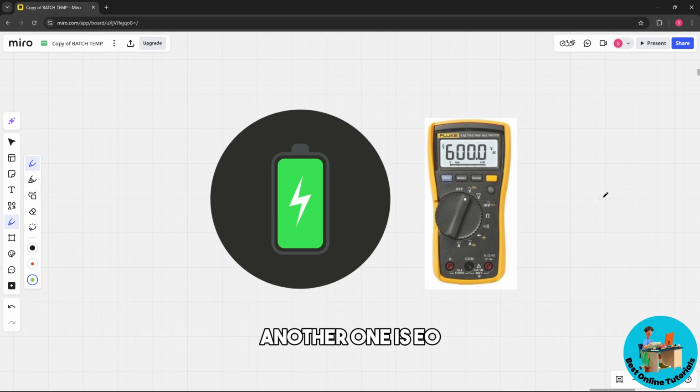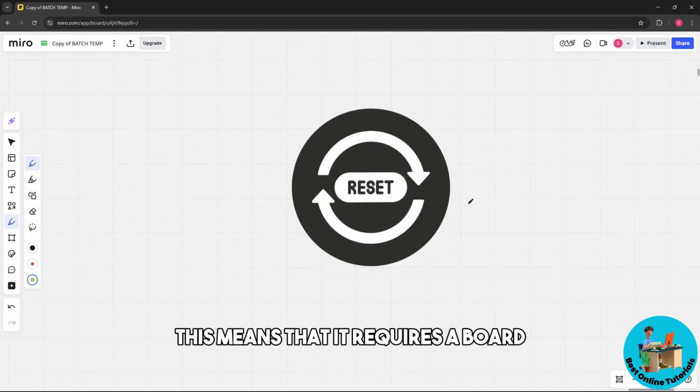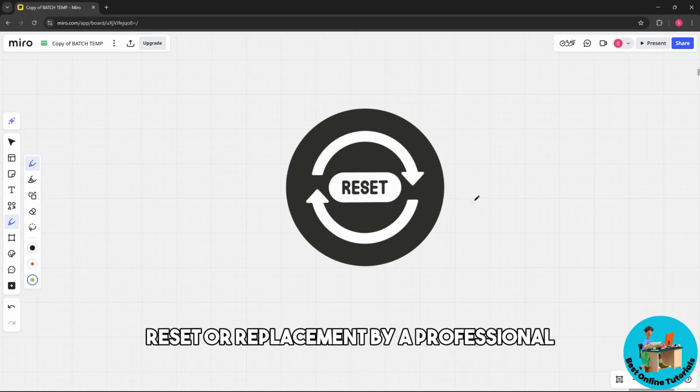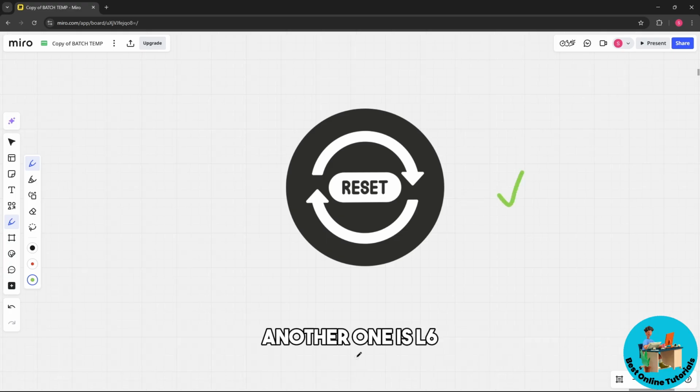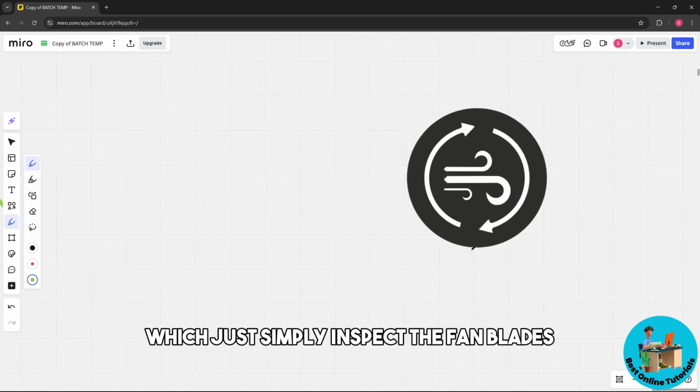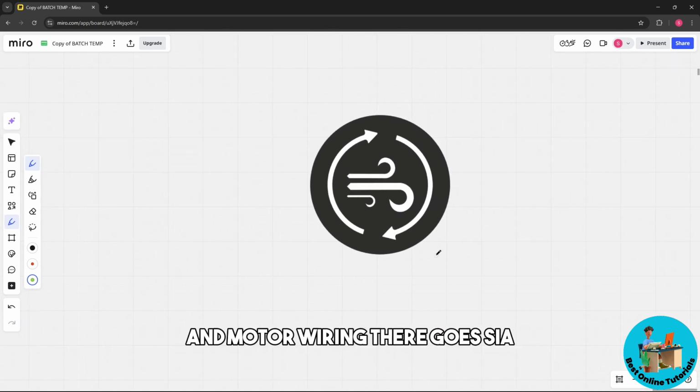Another one is E0. This means that it requires a board reset or replacement by a professional. Another one is L6, which just simply inspect the fan blades and motor wiring.